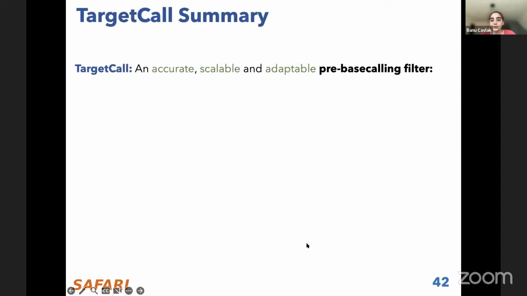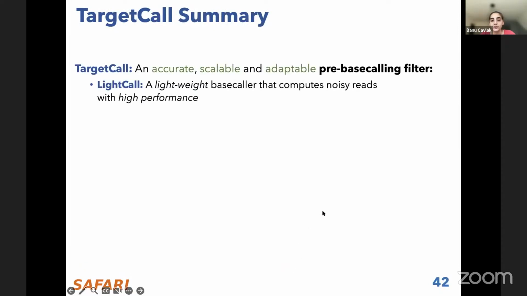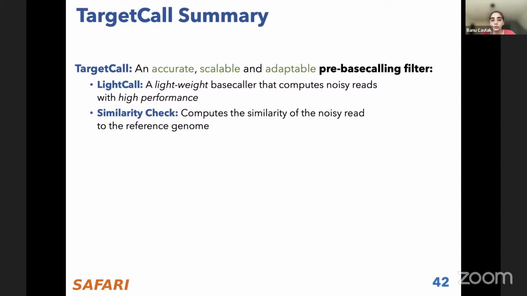So TargetCall is an accurate, scalable, and adaptable pre-base calling filter that has a two-step approach. First, a lightweight base caller, LightCall, that does noisy base calling with high performance, and second, a similarity check component to predict if the read is going to be useful for the later downstream analysis, by computing the similarity of the noisy read coming from LightCall to the reference genome that is identified based on the use case.